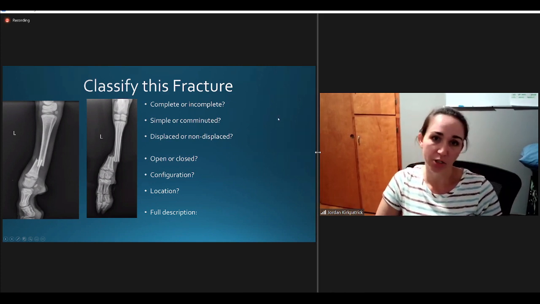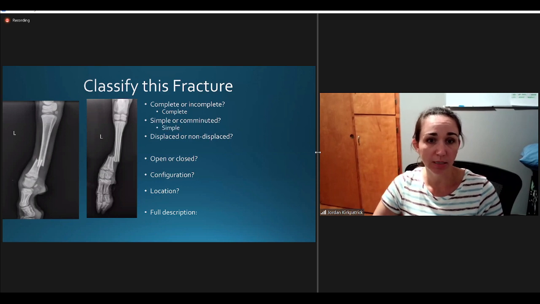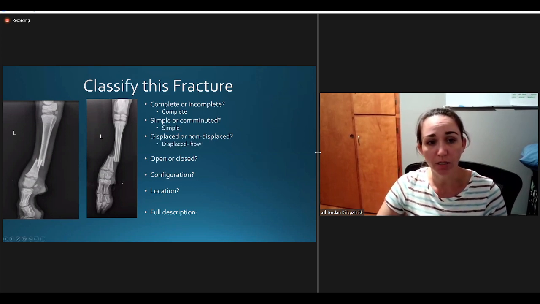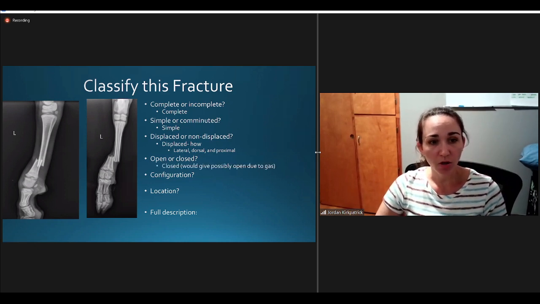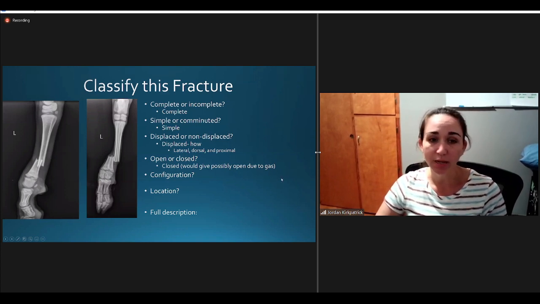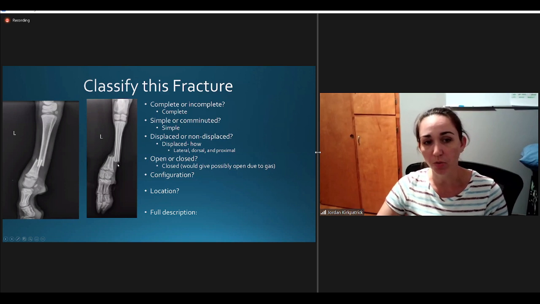So this fracture is complete, it's simple, it is displaced. And again, we describe the displacement from the distal portion in relation to the proximal portion. So it's displaced laterally, dorsally, and then proximally, which you can see on both as it's moving up. It appears closed. However, there are a couple little gas bubbles here, so you could potentially say it might be open. This is one where you'll know more by looking at it. Is there a wound there?